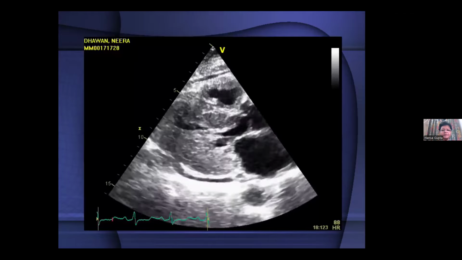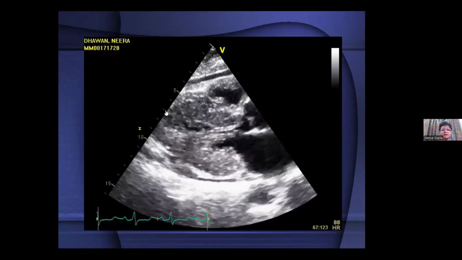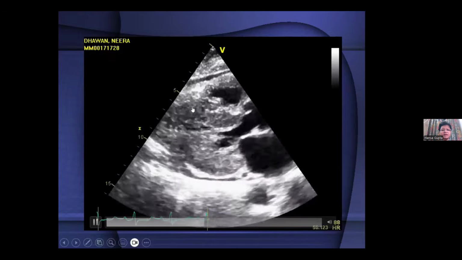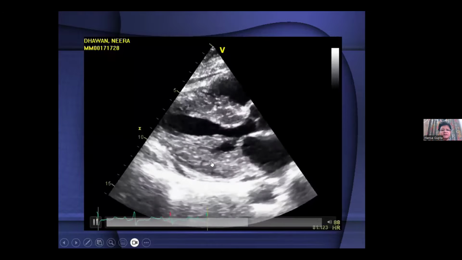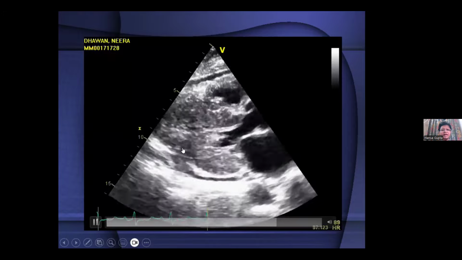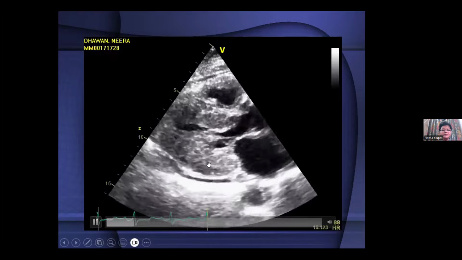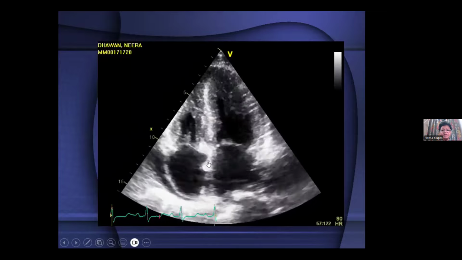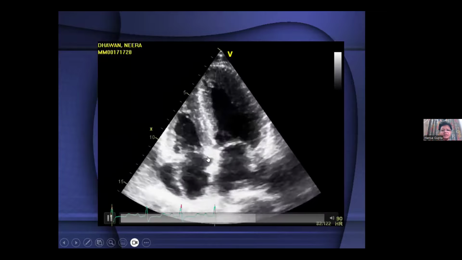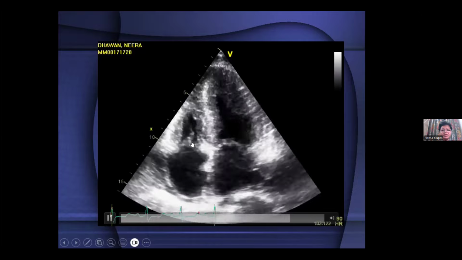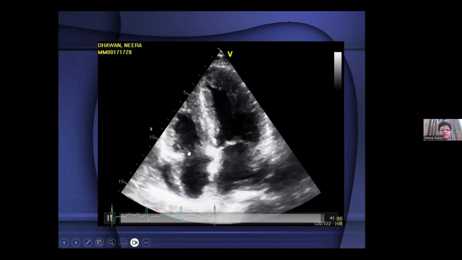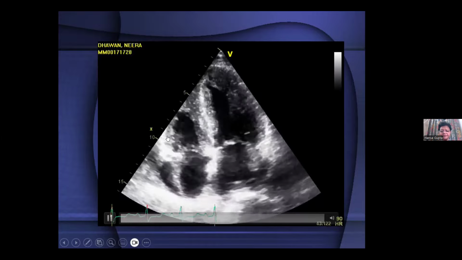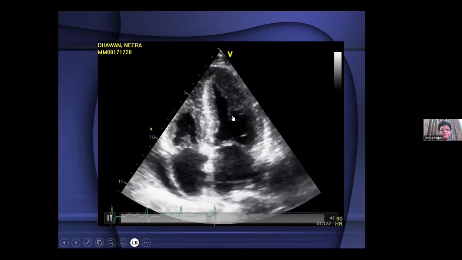See this now. Okay, so there is a symmetric thickening. This is not hypertrophy. This is thickening, and this is the speckled appearance. Okay, you should have in your mind that probably this is amyloid. See this? The interatrial septum is also thickened. The valves are thickened. This, not these, but somewhat here. The RV is also thickened. LV function looks normal.